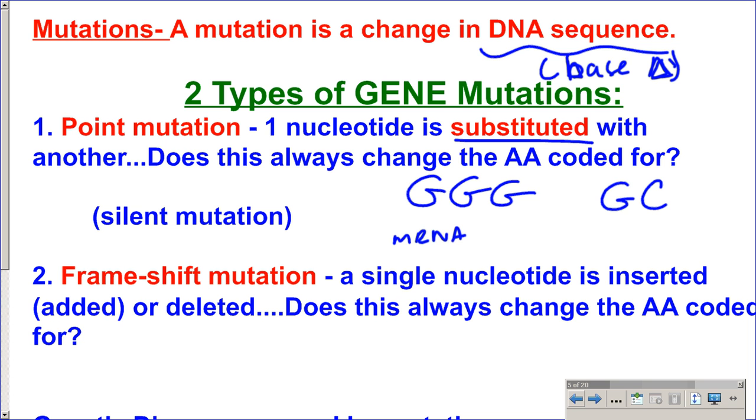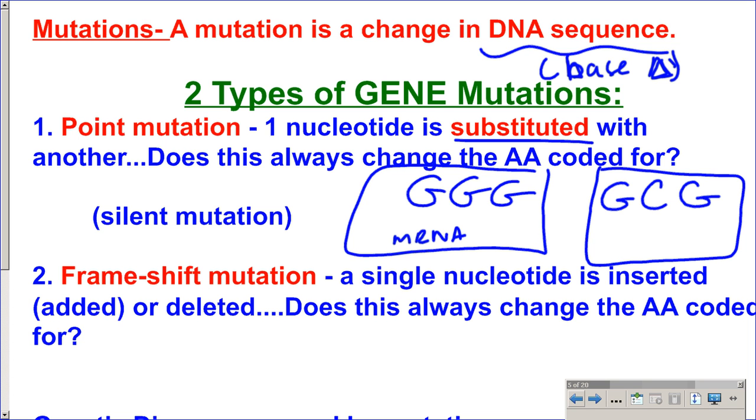C, G, G. Okay, so just the middle one changed. Let's go back and see what this codon coded for, and then see what this one coded for, and let's see if that made a difference. It might not. I have no idea. We've got to go back and see.